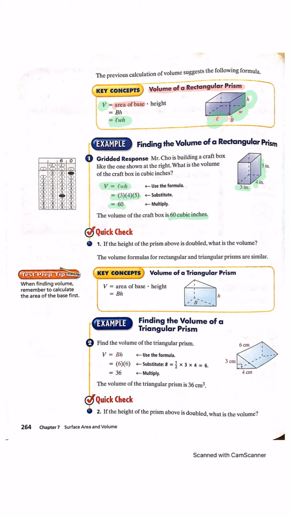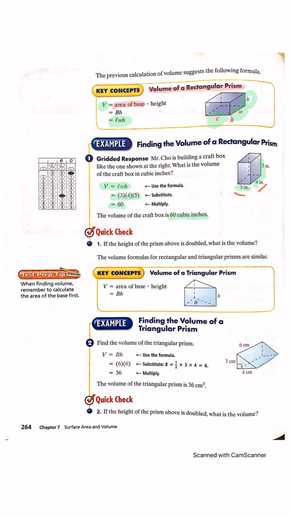If the height of the prism above is doubled, what is the volume? Take a second and try to work that out on your own. Once you have the answer, come on back. So this is asking if the height of the prism is doubled. So the length and the width are going to stay the same, and this is going to become twice as tall.